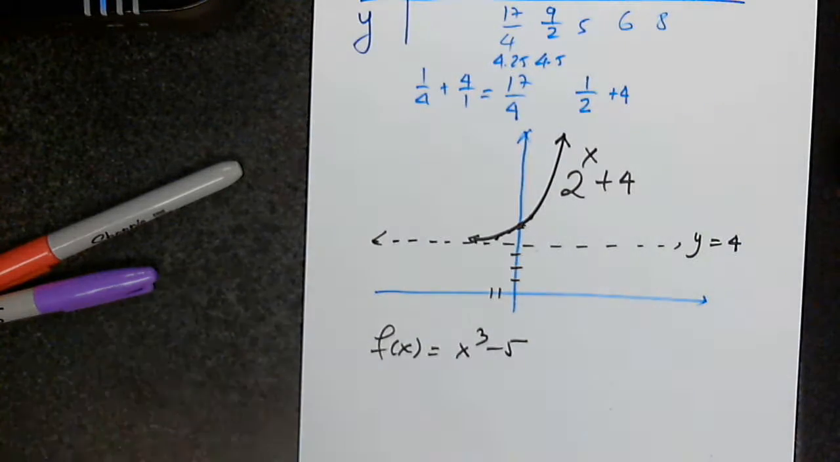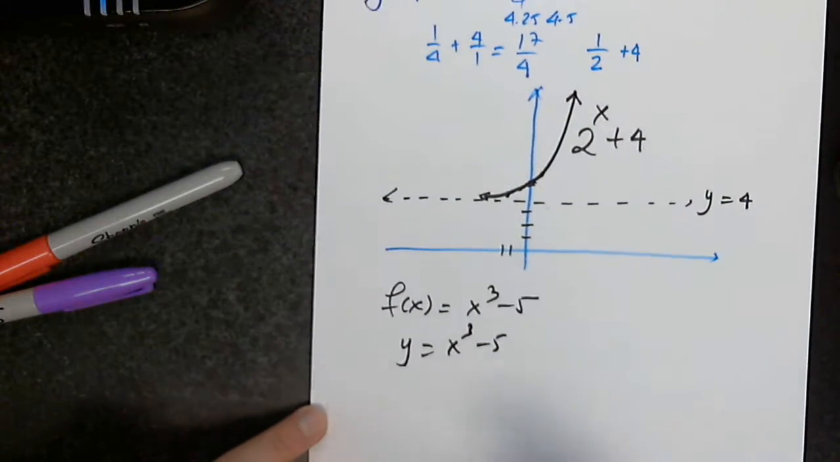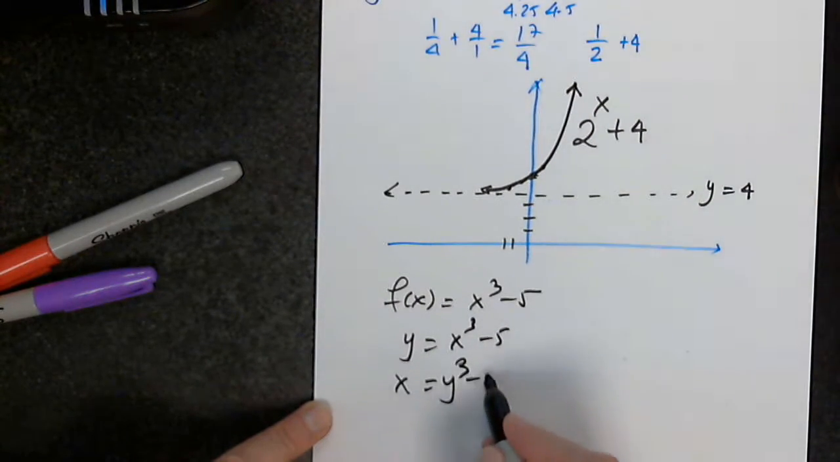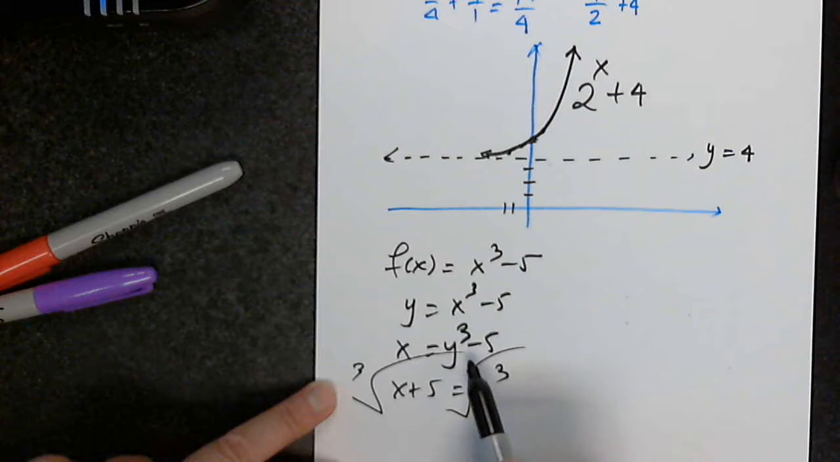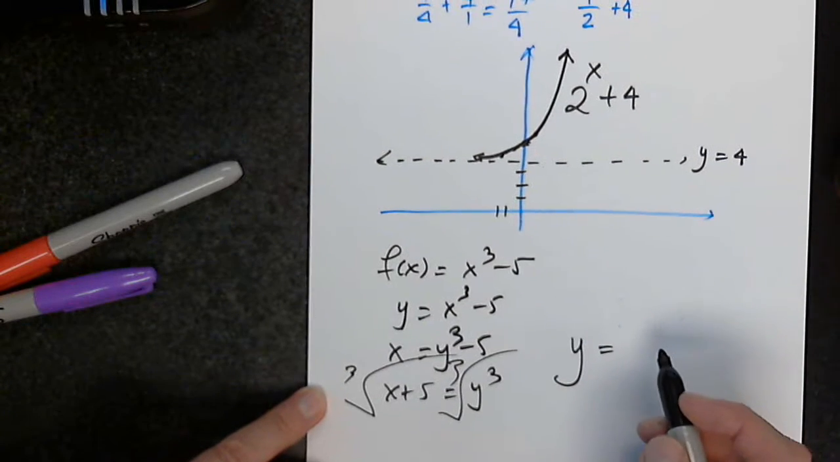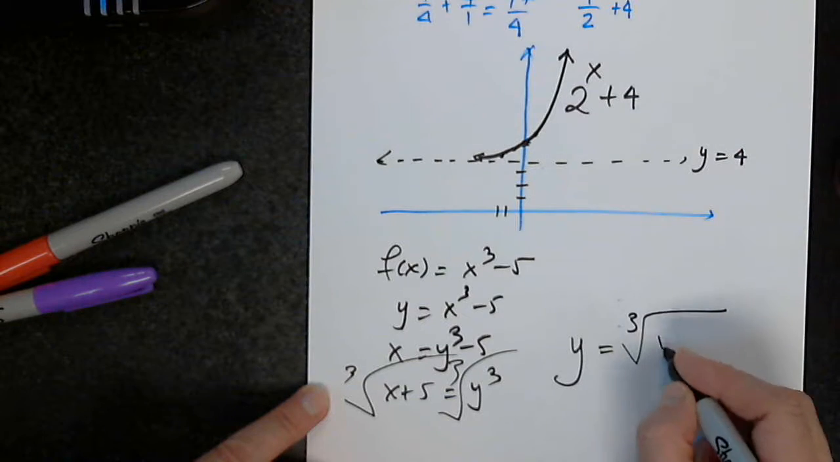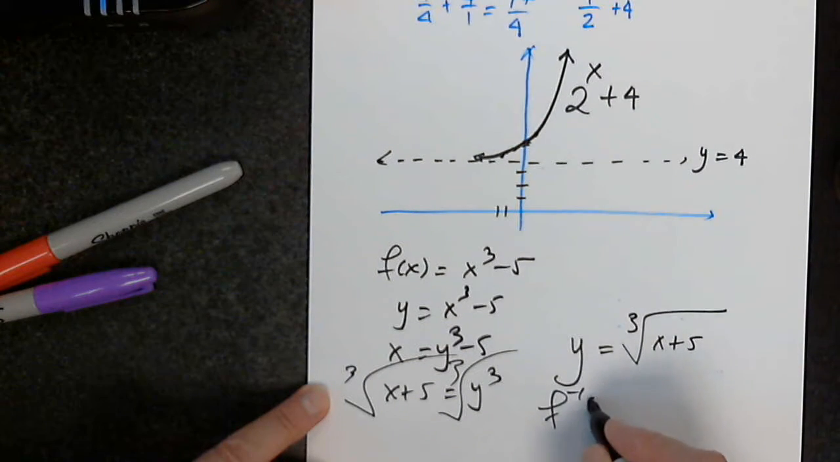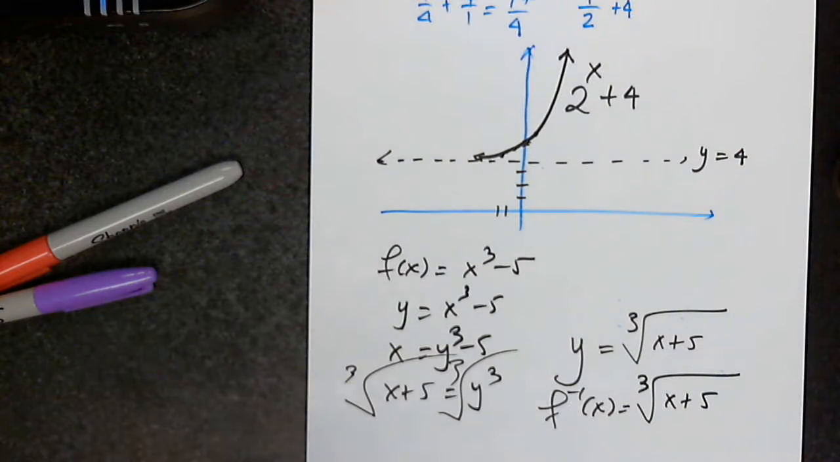Okay, very good. So first step was y equals x cubed minus 5. Next step will be x equals y cubed minus 5. And then x plus 5 equals y cubed. And now I have to take the cube root of both sides. And I only get 1 answer, not plus or minus. That's for the square root. So it's the cube root of x plus 5. So this is our f inverse. F inverse is the cube root of x plus 5. Very good.